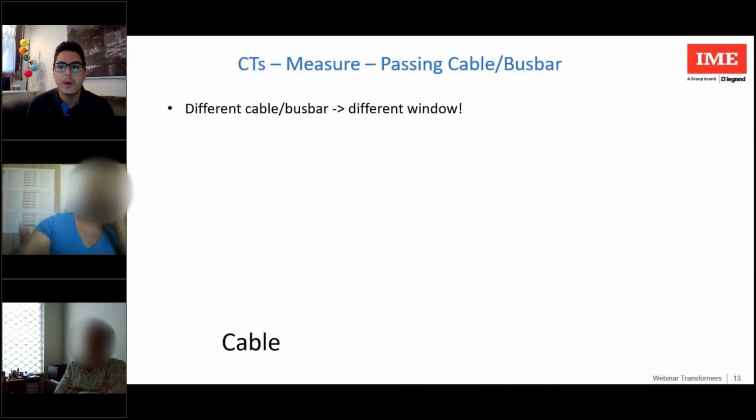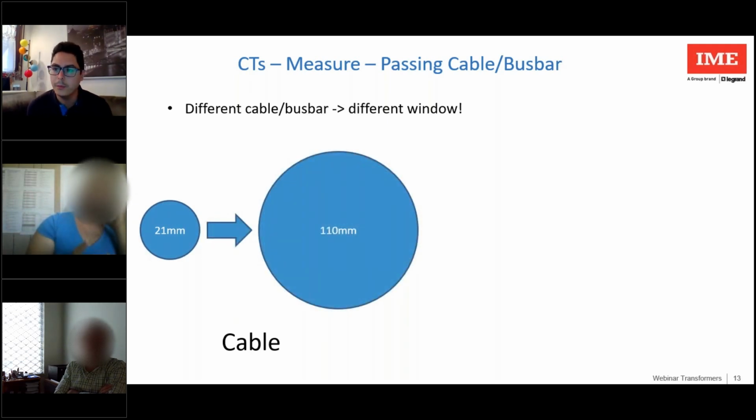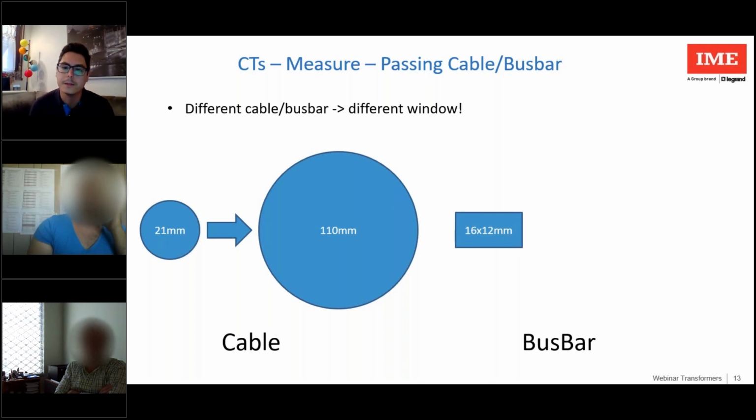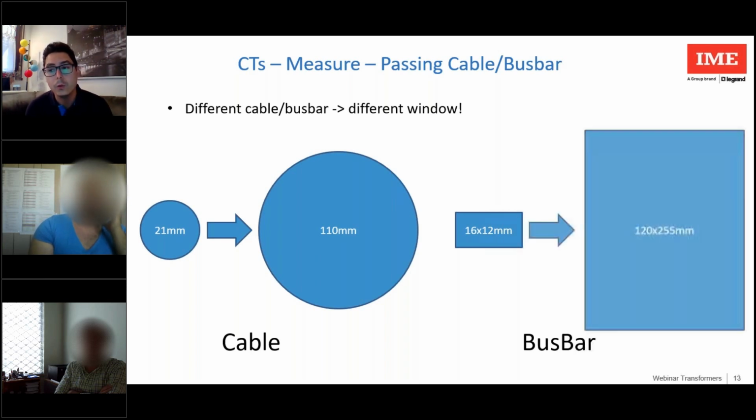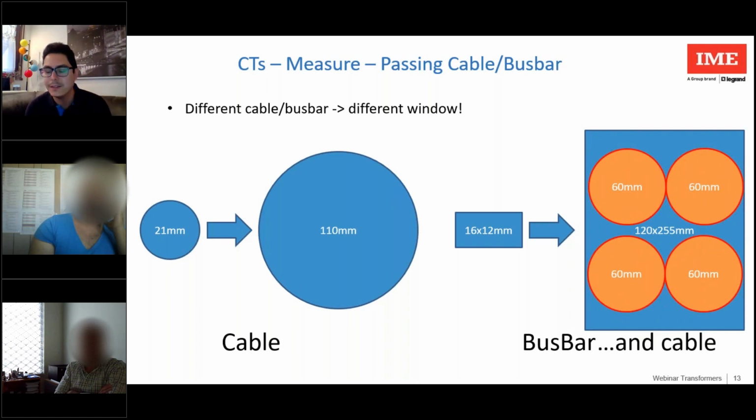For the cable side, we have a window from 25 mm to 110 mm. For the busbar side, we have windows from 16 by 20 mm up to 120 by 255 mm. But be careful: obviously, where a busbar passes, cables can well pass through it too. We see in this example a cable passing through a busbar current transformer.